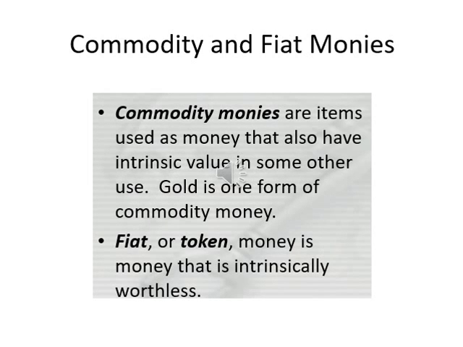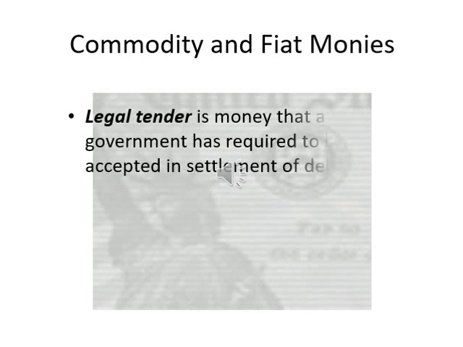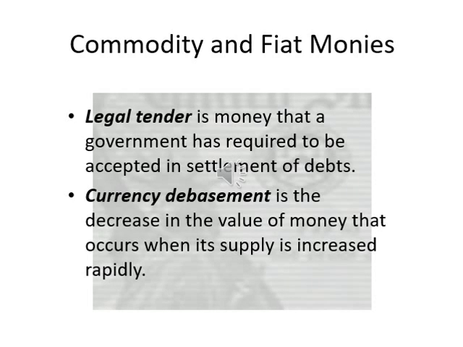Commodity and fiat monies. Commodity monies are items used as money that also have intrinsic value in some other use. Gold is one form of commodity money. Fiat, or token, money is money that is intrinsically worthless. Legal tender is money that a government has required to be accepted in settlement of debts. Currency debasement is the decrease in the value of money that occurs when its supply is increased rapidly.